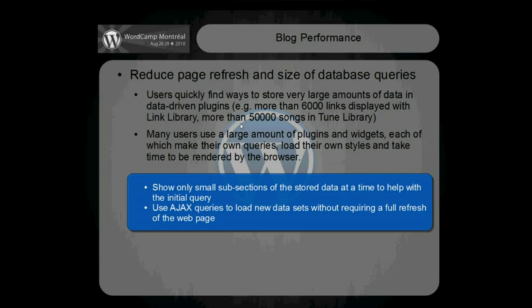By using Ajax, you can actually only refresh that part of the page that your plugin is rendering with a new set of data. So going back to Tune Library, when I click a new artist letter, I can only refresh the list of artists and their associated albums and tracks and not have to refresh the whole website. Now there's libraries like jQuery that make it very easy to do Ajax queries to be able to retrieve that data and then render it back on the site.